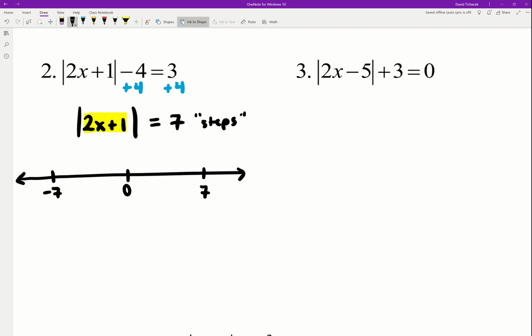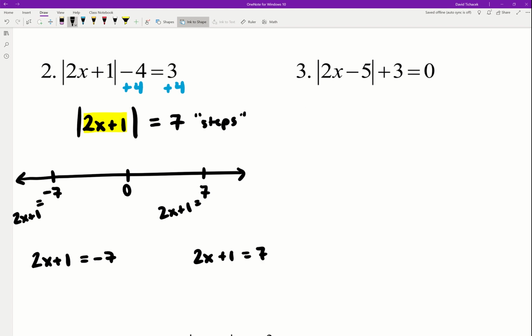So that means that this mystery number, this 2x plus 1, is either equal to negative 7 or 2x plus 1 is equal to positive 7, because those are the only numbers that are 7 steps away from 0. And so that's why I would split it up in the way that I do. 2x plus 1 is equal to negative 7. 2x plus 1 is equal to positive 7.